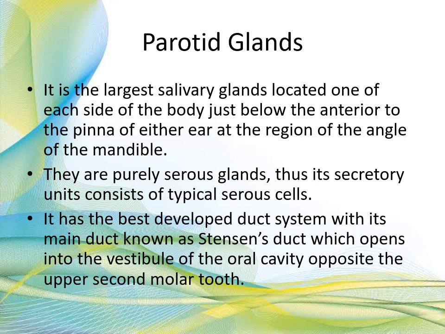Di ba, yung major salivary glands? Meron daw 3 types. So, yung first, we have the parotid gland. It is the largest salivary gland located one on each side of the body, just below and anterior to the pinna of either ear at the region of the angle of the mandible.